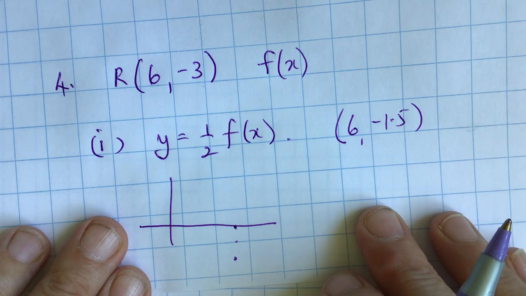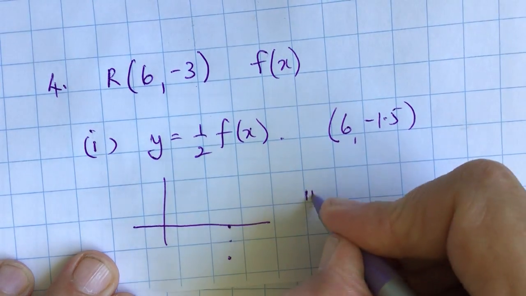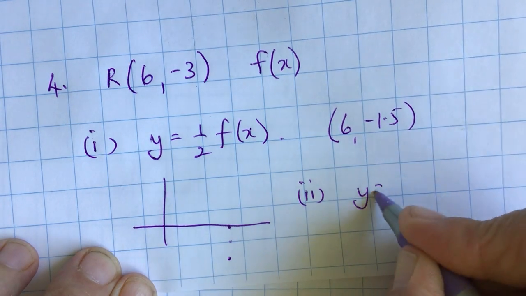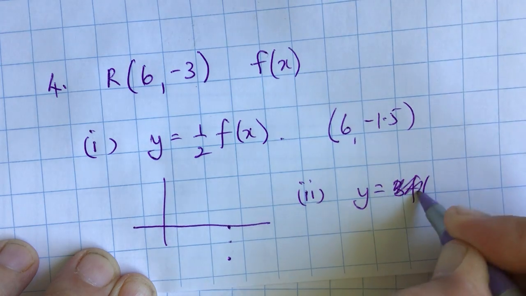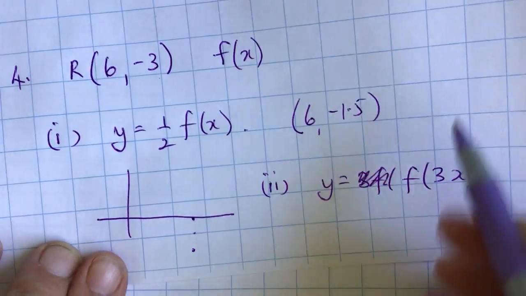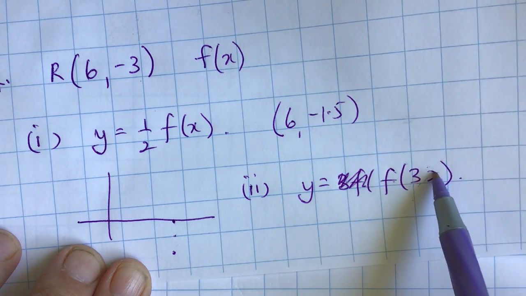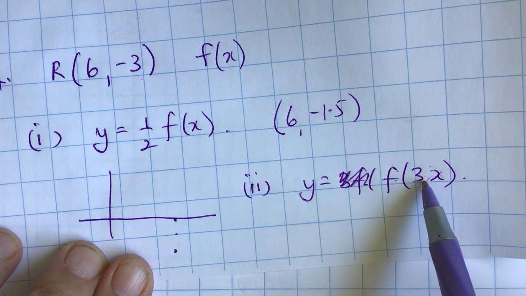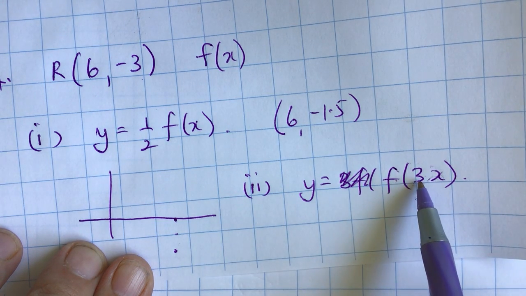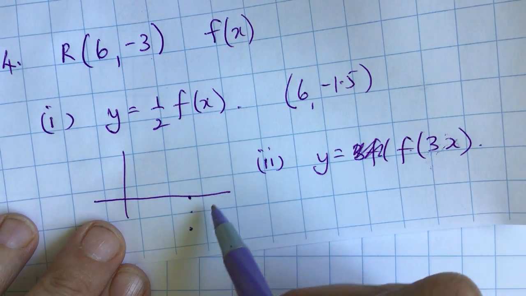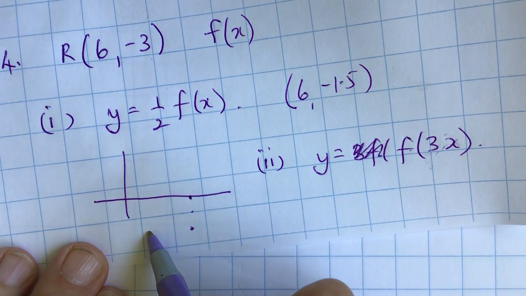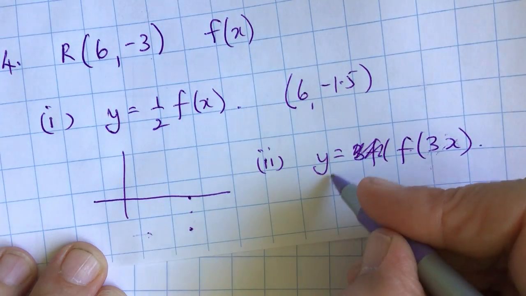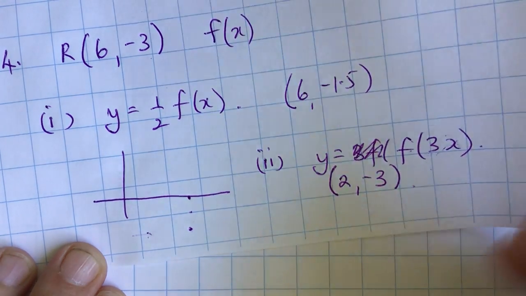Part 2, find the coordinates of the image of R when the curve is transformed to y equals f of 3x. So this time it's inside the bracket, so it's in the horizontal direction, and in a horizontal direction it generally does the opposite. So this is a horizontal stretch, scale factor a third. If we go back to the diagram, this point here is going to come back in this direction, so instead of being out here at 6, it will only be 2 along. So the new answer is 2, minus 3.